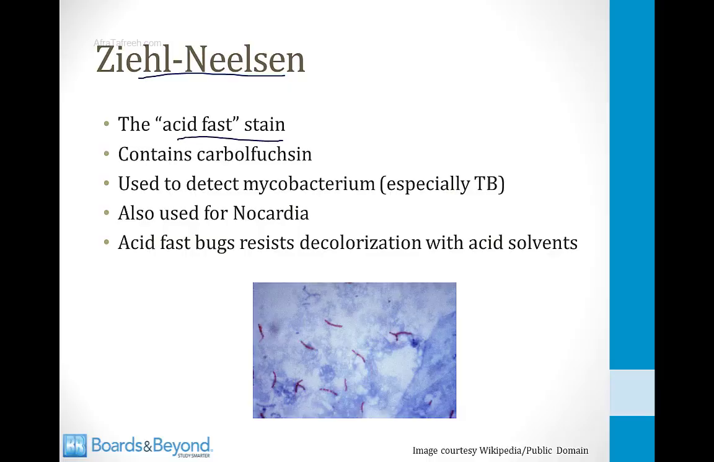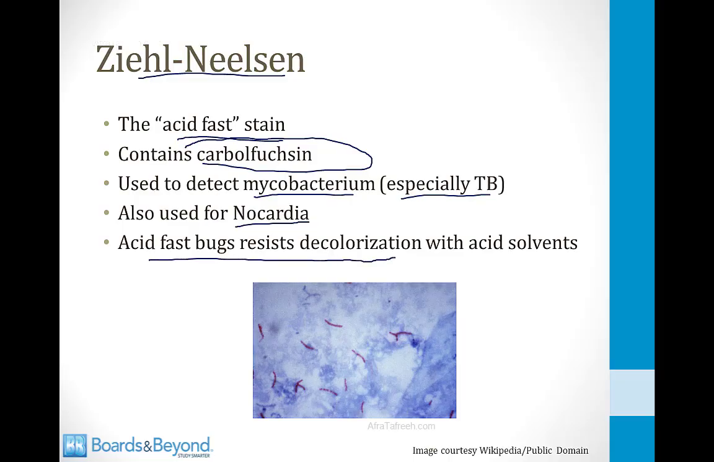Ziehl-Neelsen is the acid-fast stain. It contains a substance called carbol fuchsin, and this substance is used to help you visualize Mycobacterium, especially tuberculosis. It also is used for Nocardia, and what happens with this stain is that acid-fast bugs resist decolorization with acid solvents. So this is a picture of some acid-fast bacteria here, and they are these purple bacteria. Initially when you stain a slide with this stain, everything will be purple, but then when you decolorize it with an acid solvent, only the acid-fast bacteria will retain that purple color. And the main use of this is in detecting tuberculosis infections.